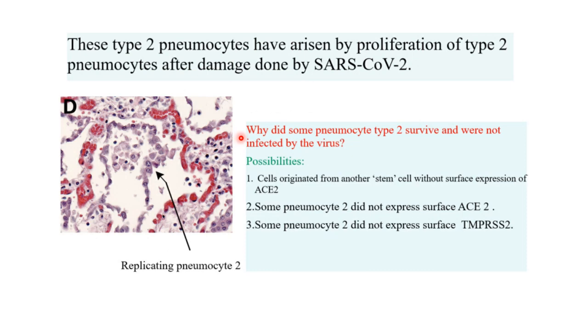Why did some pneumocyte type 2 survive and were not infected by the virus? Possibilities include some cells originated from another stem cell without surface expression of ACE2. Some pneumocyte 2 did not express surface ACE2. Some pneumocyte type 2 did not express surface TMPRSS2.